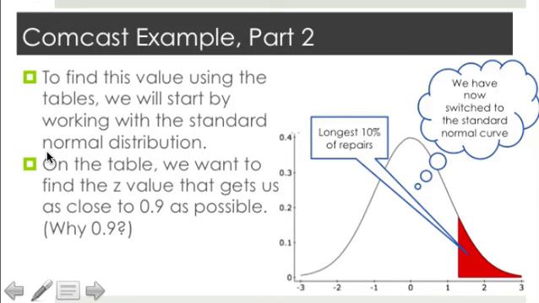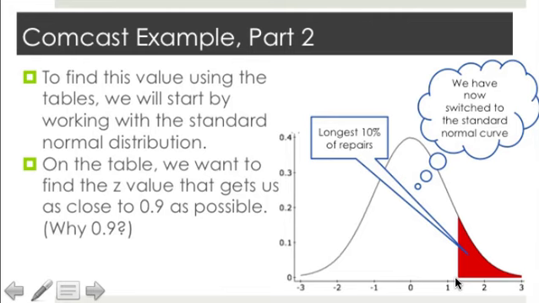On the table, what we want to do is find the z-value that gets us as close to 0.9 as possible. Why 0.9? Well, think about it. The z-value that we have here has to give us 10% over here on the right. But the tables themselves only give us areas over to the left. So the area over here to the left that we care about, that's going to give us what we need, corresponds to an area of 0.9. If we can figure out what z-score corresponds to a probability of 0.9, then we also know the z-score that corresponds to this area over here on the right.